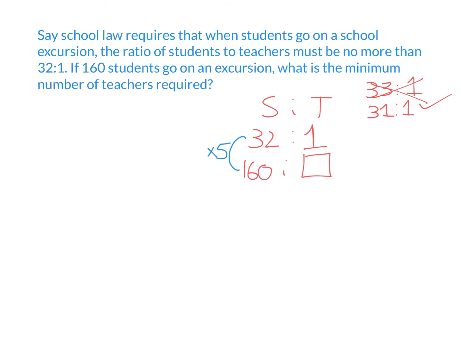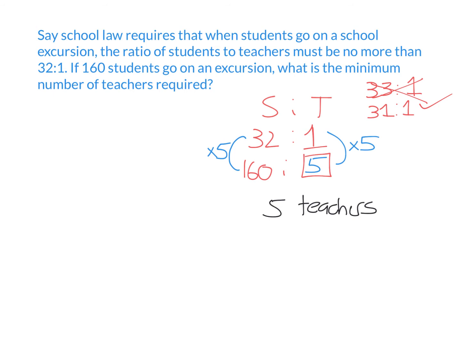So if I times the number on the left by 5, I must also times the number on the right of the ratio by 5. 1 times 5 is obviously 5. 32 to 1 is exactly the same ratio as 160 to 5. So that means that you would need 5 teachers to go on this excursion. That would ensure the ratio of students to teachers is still 32 to 1.